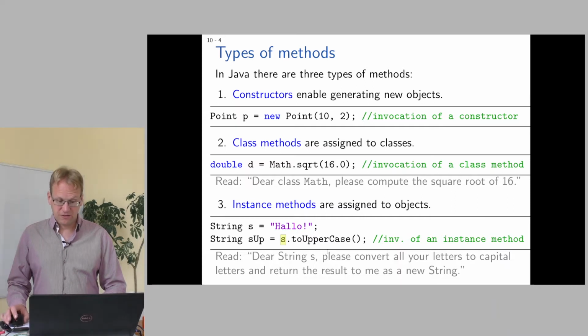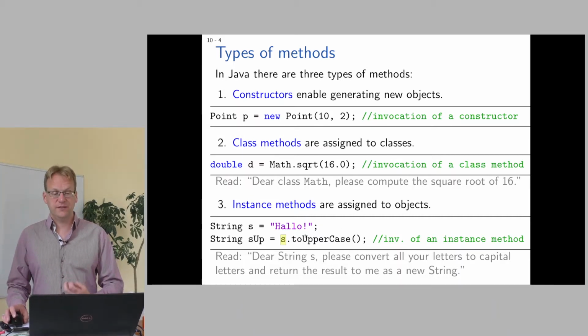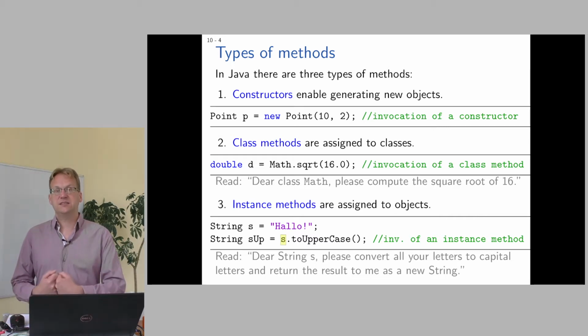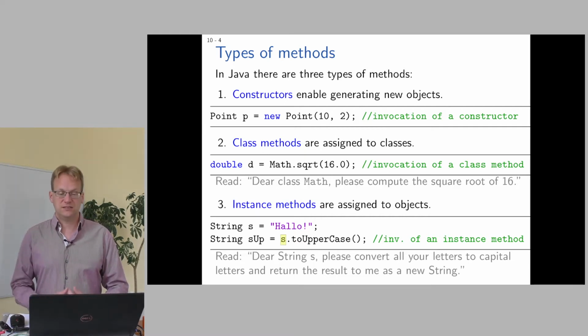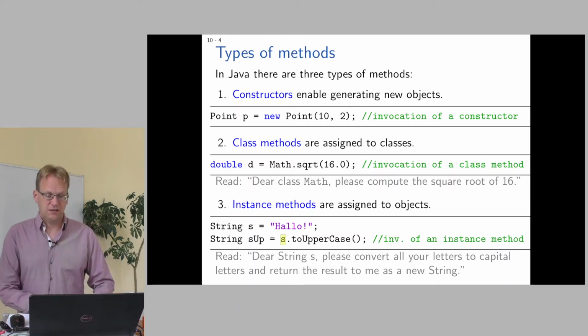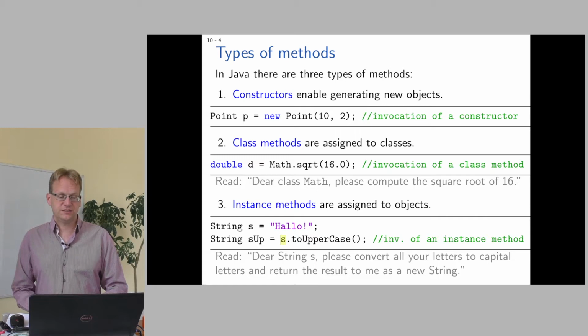Also such instance methods return some output, and this output is then the new string with uppercase letters. This is assigned here to this string variable sup. So class methods, I'm saying dear class. Instance methods, there I'm saying dear object. Dear string, please convert all your letters to capital letters and return the result to me as a new string. That's how you can interpret such methods.